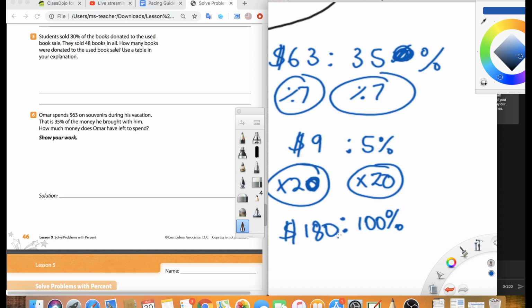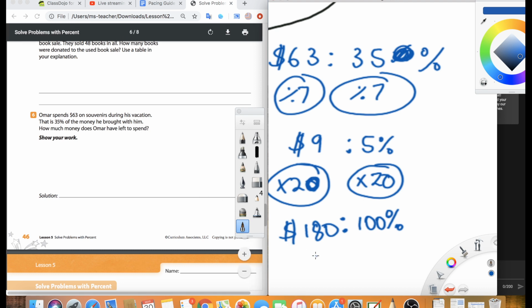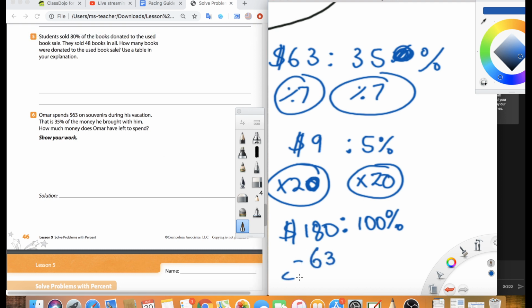Now that's how much 100% of this guy's savings is. But it says that he used $63 on souvenirs. How much does he have left? We need to subtract this to find out how much money he has left. Make sure you show this work right here.